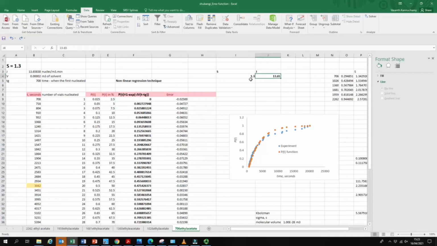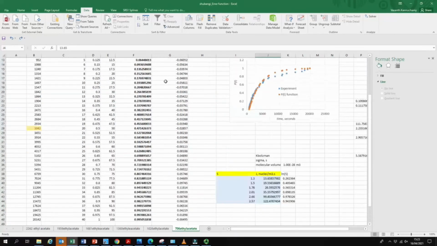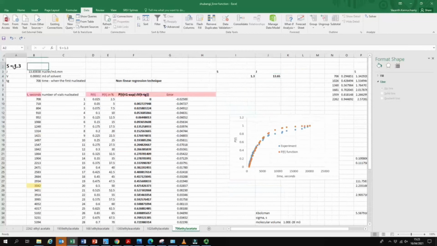So what we did is we did five different experiments. Each experiment contains 40 vials. So this is one experiment which we did at a supersaturation ratio of 1.3, and the corresponding nucleation rate is 13.65.